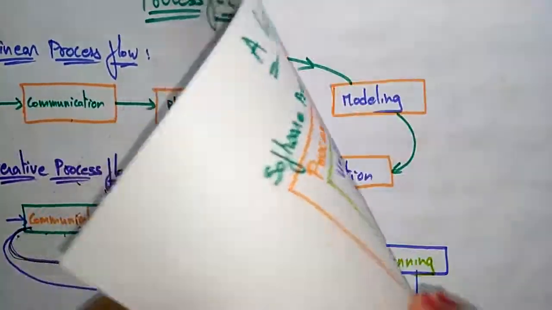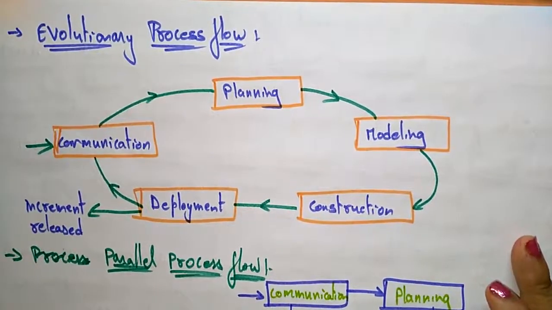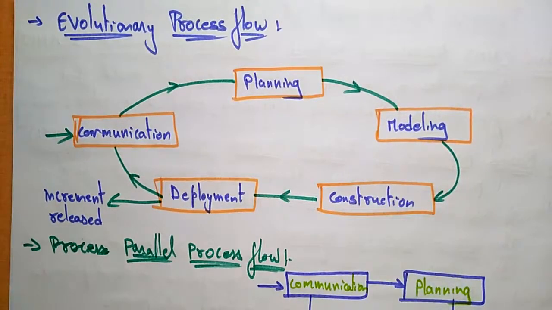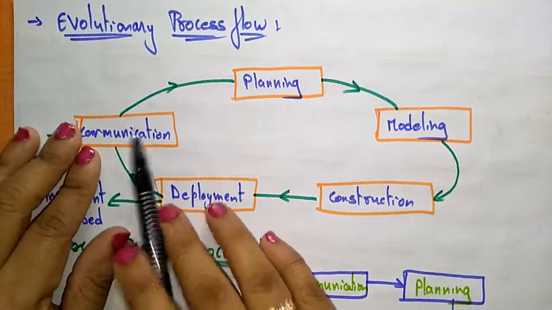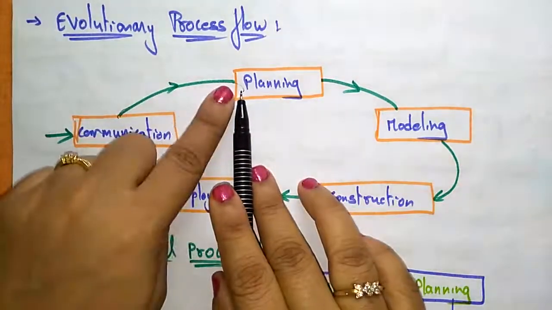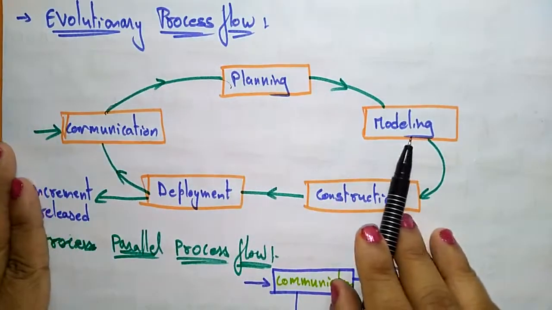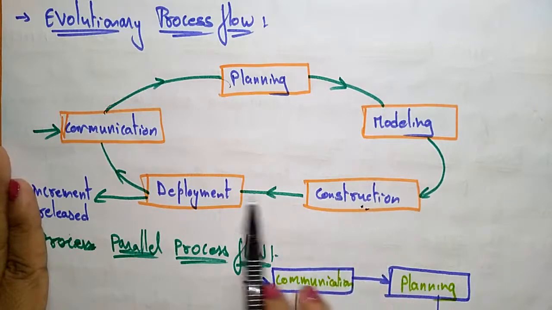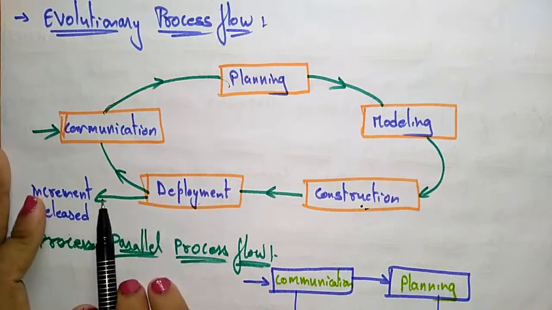Next, coming to the next process flow, that is the evolutionary process flow. What do you mean by this evolutionary process flow? Evolving each and every phase. Once the customer and the developer have communicated, the developer starts planning the project. After planning and documentation are over, they model the project. After that, they construct the project by writing the code. After coding, they test the project. Once that is done, they deploy the project. The product is delivered to the customers.